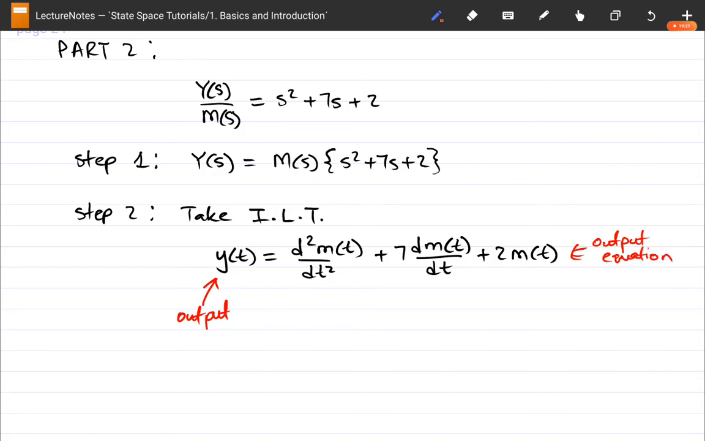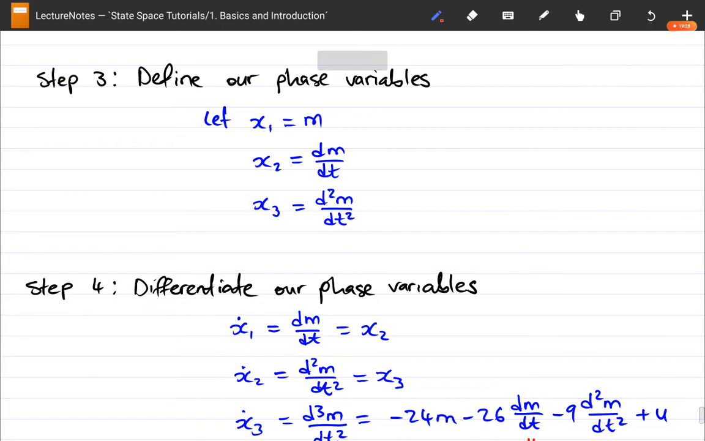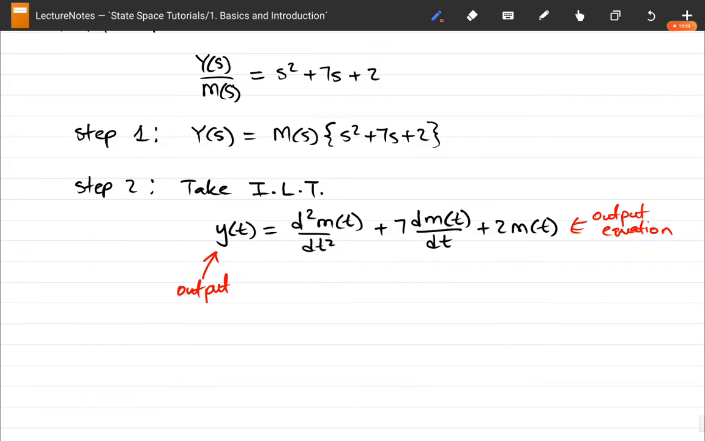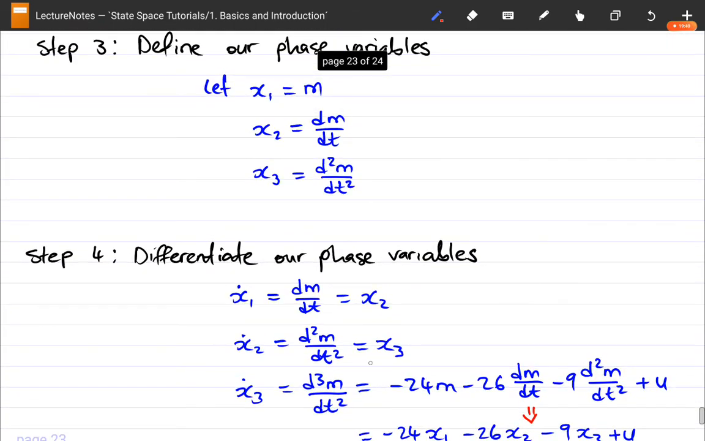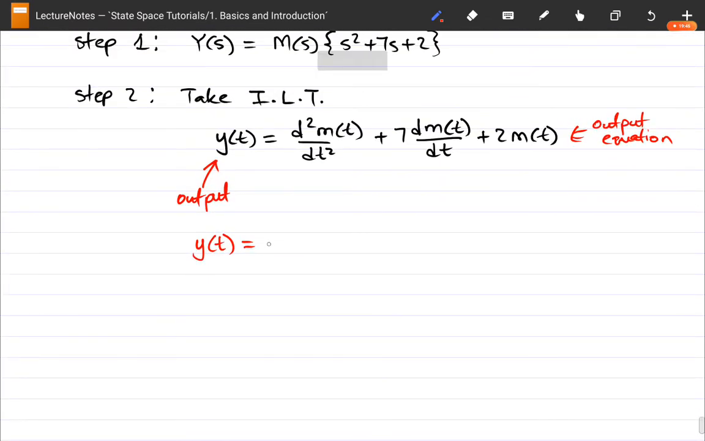Let me make it a bit more clear. So remember up here, we defined our phase variables and the derivatives of our phase variables. So we can do the same here and say y of t, we can just simply replace the second derivative of y of t, which is just x3.